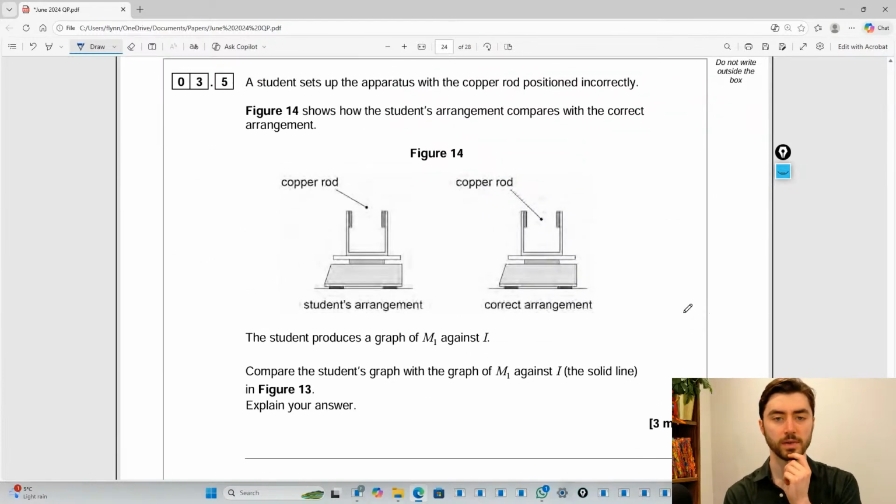Student sets up the apparatus with the copper rod positioned incorrectly, not between the magnetic field. So there's no magnetic field on that. Or maybe it's weaker. Maybe it's not uniform.